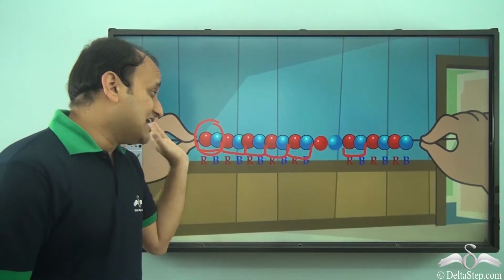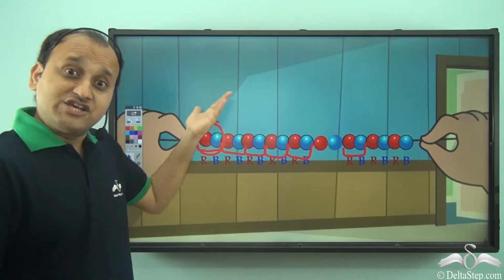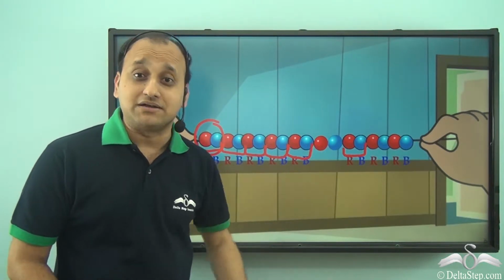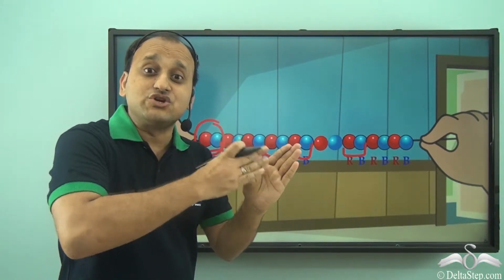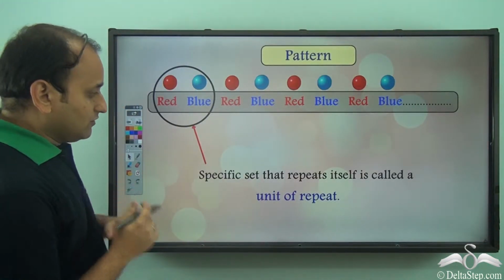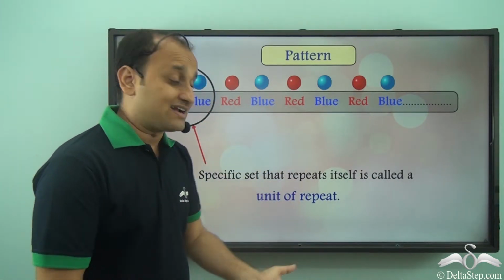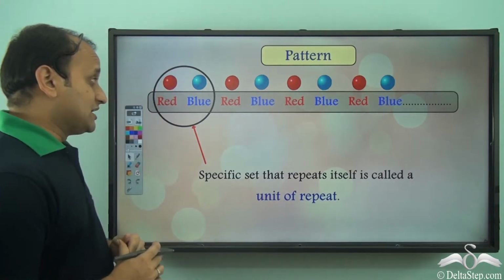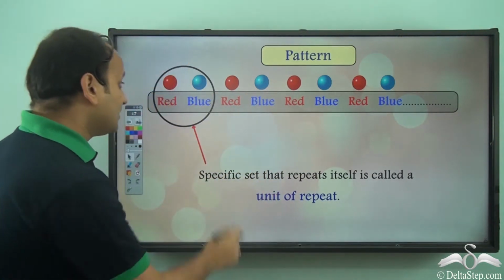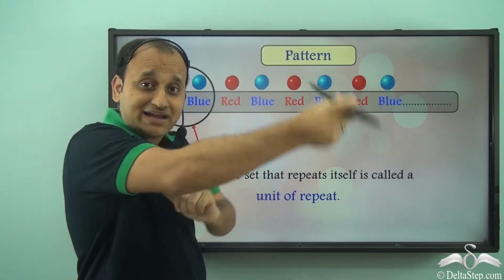So now Sheila was able to fix her necklace because she identified the unit which is repeating again and again. And not only in this case, in every case of a pattern you will have a unit that is repeating again and again. So when we talk about patterns, every pattern has a unit that is called a unit of repeat. In this case, what is the unit of repeat?